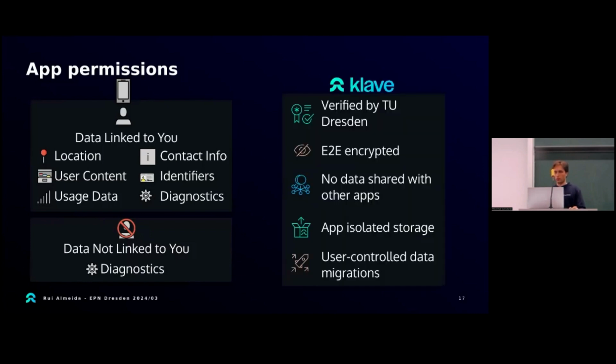So we could have an application running on Klave that has been verified by the experts at the Technical University of Dresden, who have verified that all of my data is end-to-end encrypted from the moment it leaves my device all the way into the enclave, that the enclave is not going to be sharing my data with other enclaves, for example, that the way data is stored is going to be specific to that application or to that application version, and that I, as a user, have control over the data migration process, for example, by having an enclave that creates a silo for my information and only migrates it if I explicitly authorize it to do so, for example.